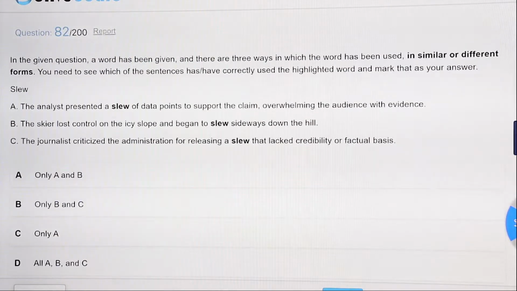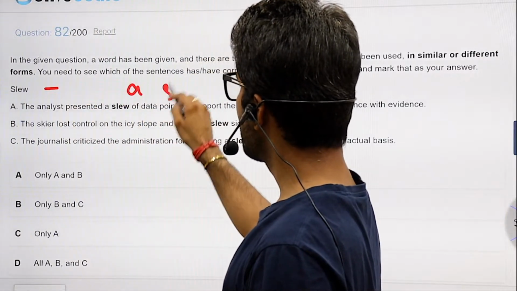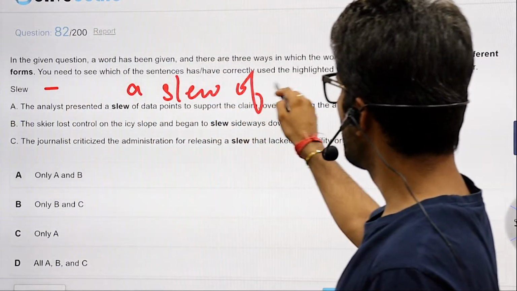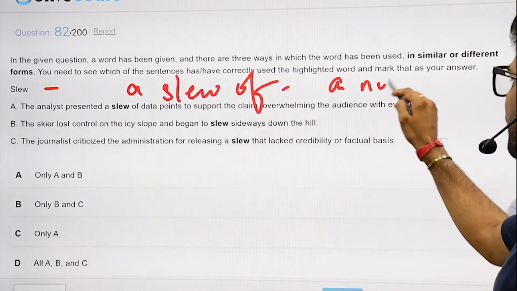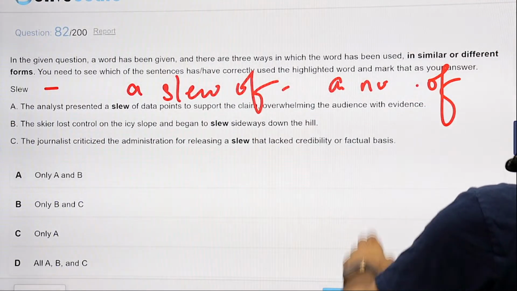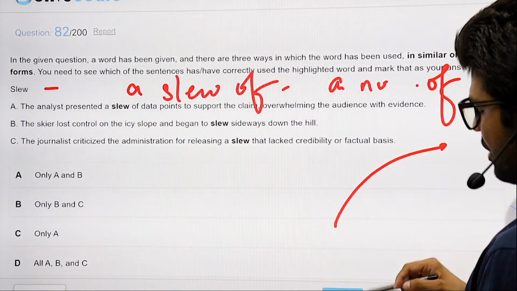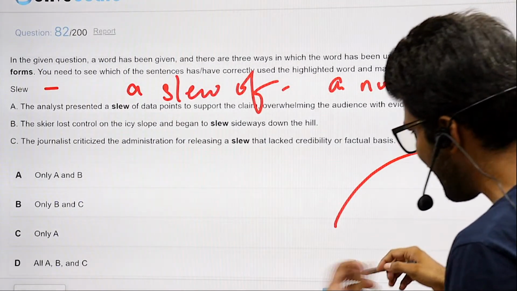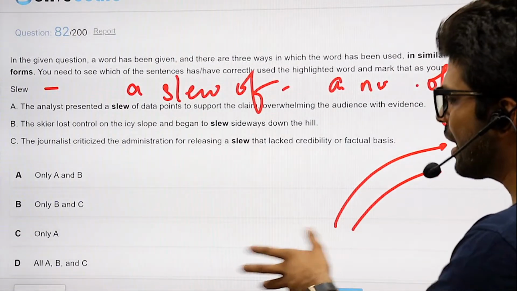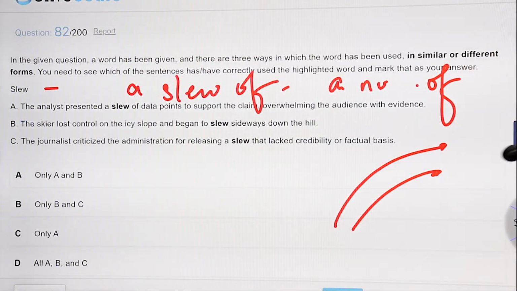Slew. I think you've gone through it during practice. Slew as a noun is a slew of, which is equal to a number of, the first and foremost usage. Apart from that, slew is to, what should I say, digress, I can say, change your direction violently, just like a vehicle losing control and going in this direction or that direction. That is also possible as a verb. As a noun, a number of.